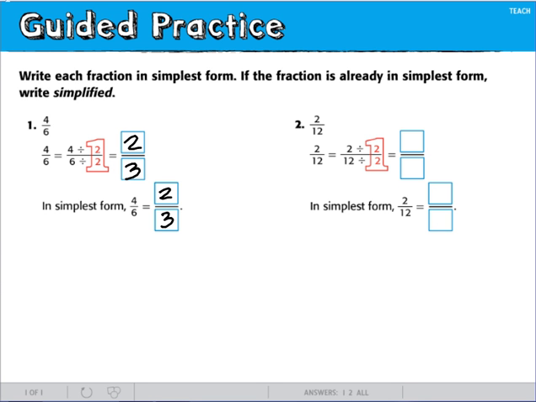Okay. Number 2, it says 2/12. The greatest common factor of 2 and 12 is 2. Okay? 2 divided by 2 is 1. 12 divided by 2 is 6. So the simplest form of 2/12 is 1/6. Okay? So you guys know how to find common factors, yes? You guys know how to divide, yes? And you guys are ready to go on this.